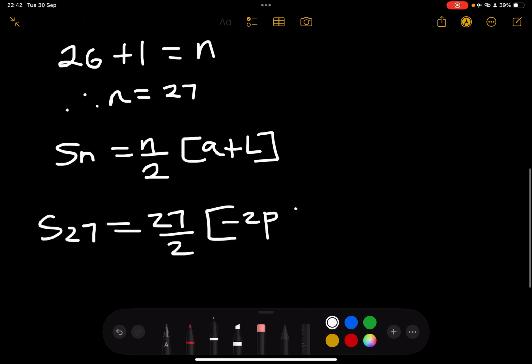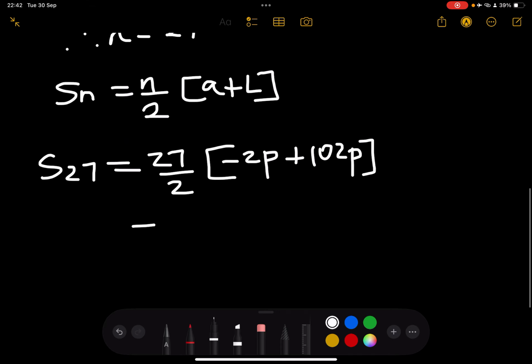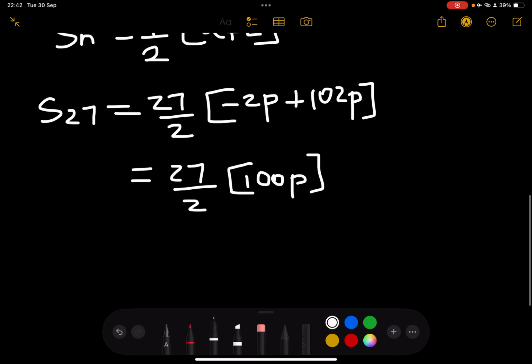The last term is 102p. Then we have 27 over 2 times 100p, because 102 minus 2 is 100p. And then let's see. We have 27 over 2 times 100. That gives us 1350p.